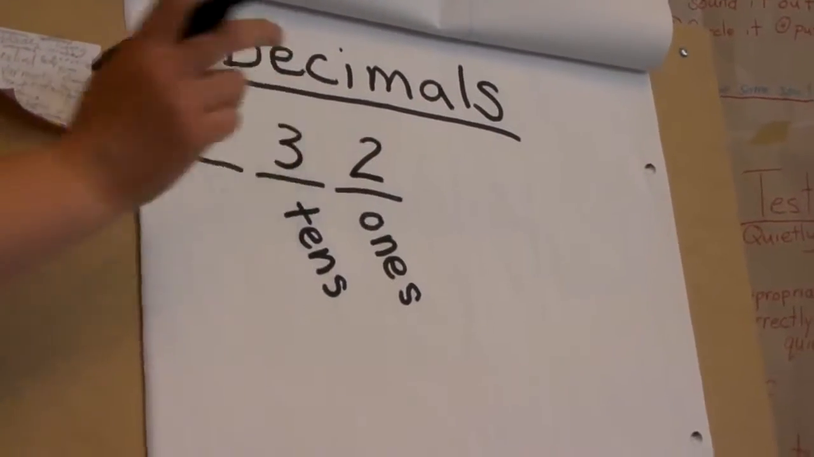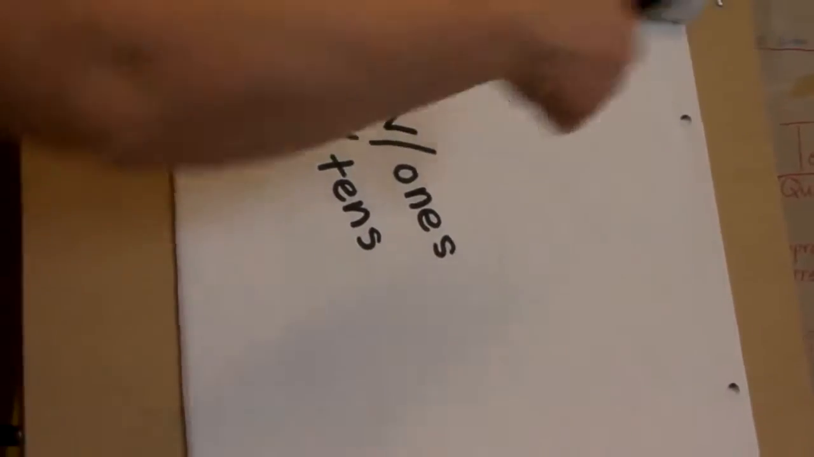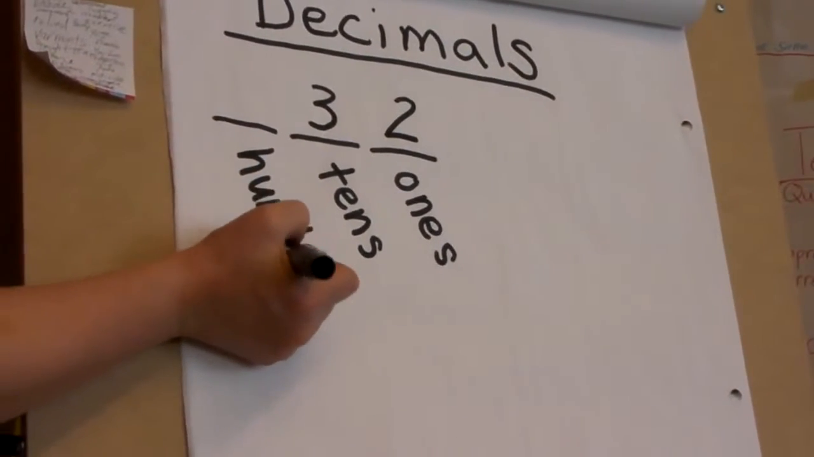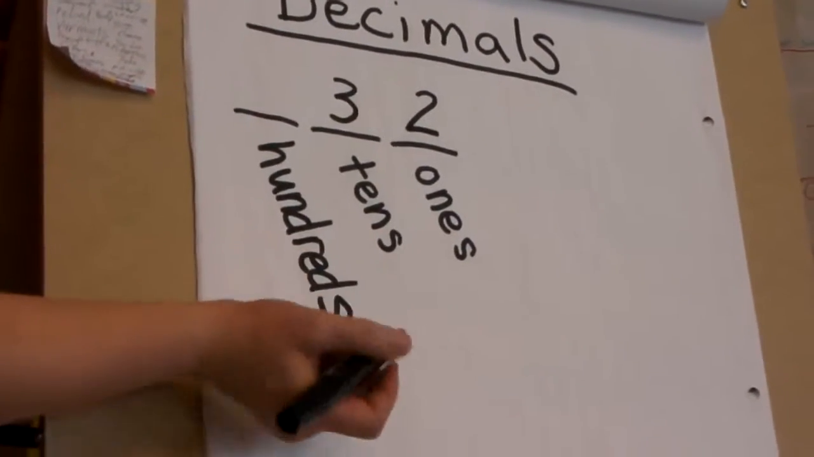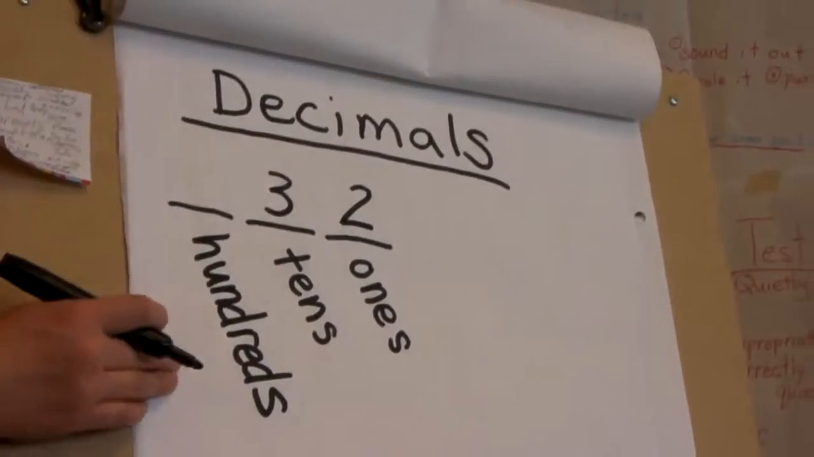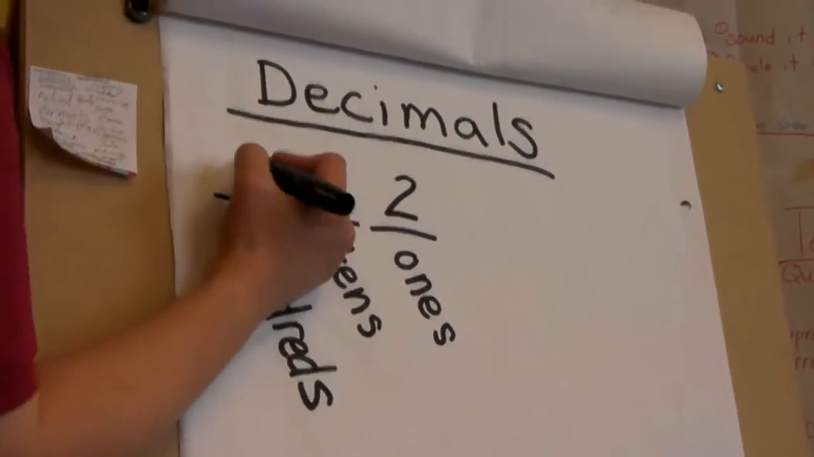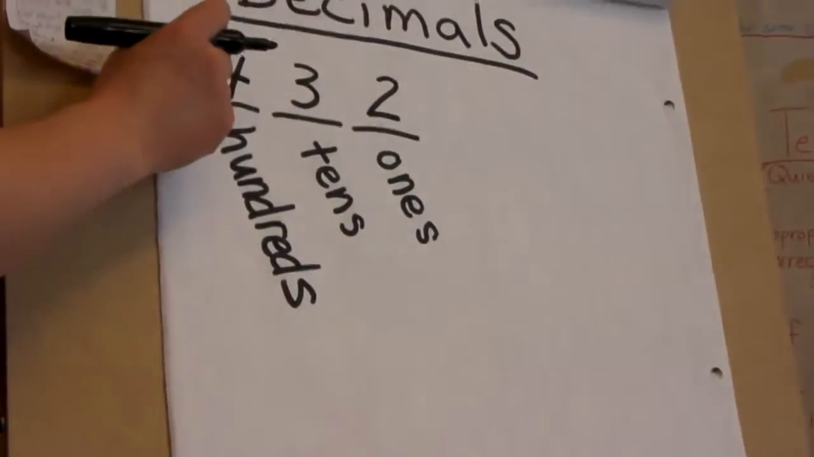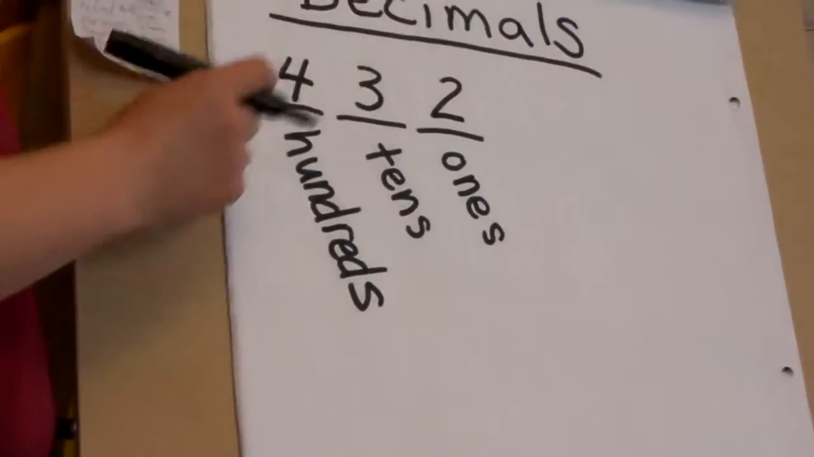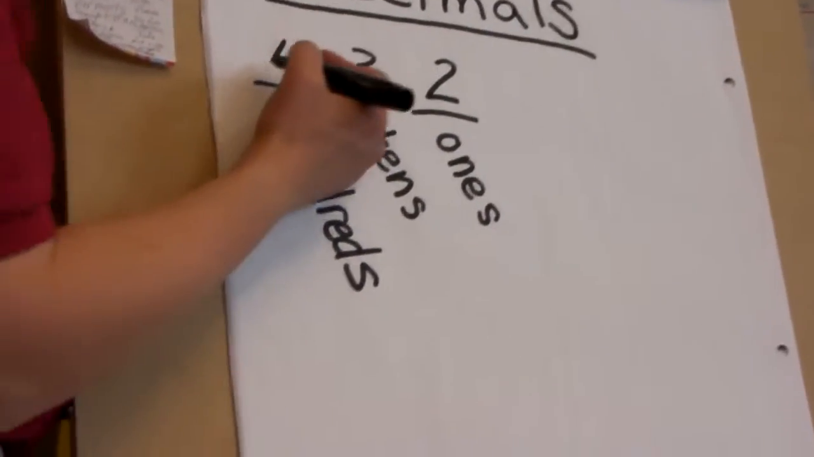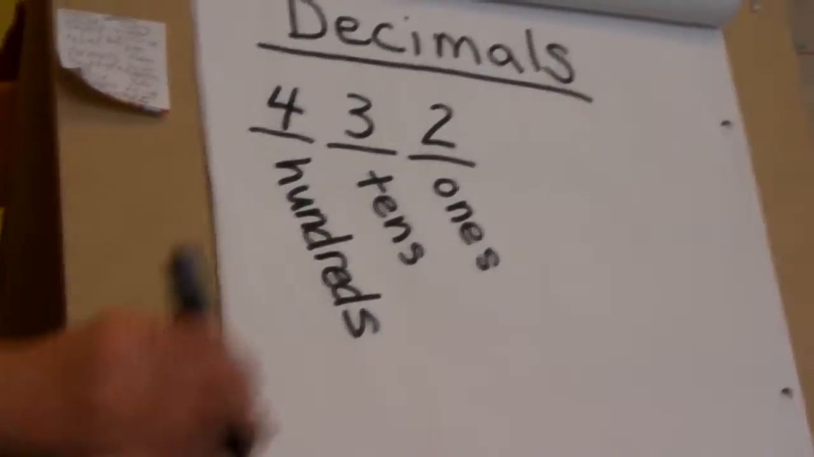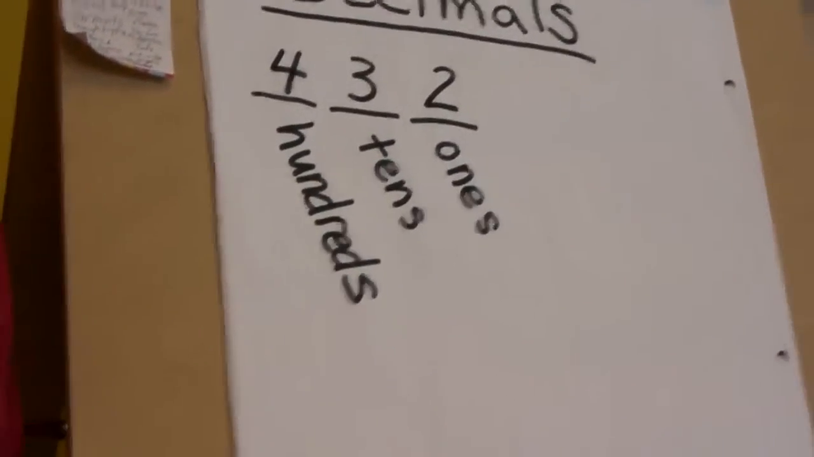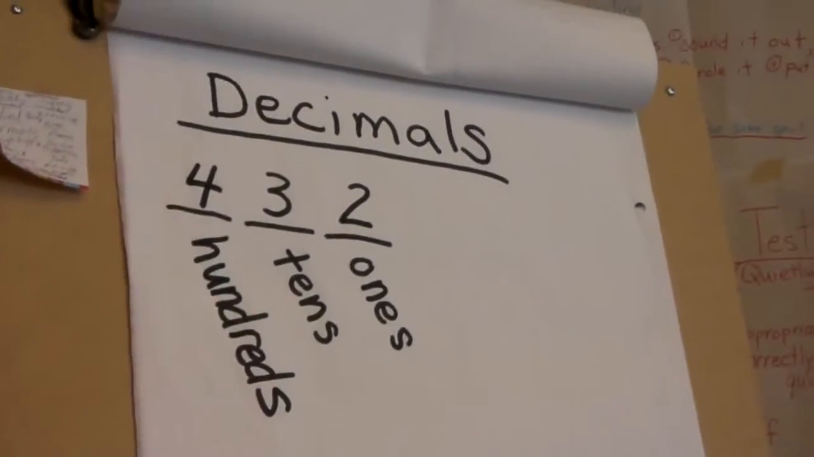What does a 3 in this place mean? What does a 3 mean? Yes. It means 30. Good. And how about this? What place is this? What place is this? Yes. Hundreds. It's the hundreds. Good. And whatever number is here means this number times 100. Okay, so what does this number really mean? Yes. 400. Okay, so if we read this number, how do we read it? Yes. 432.